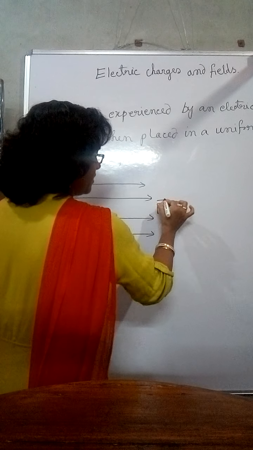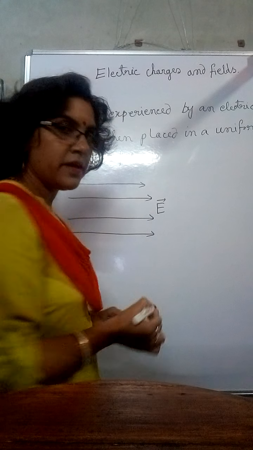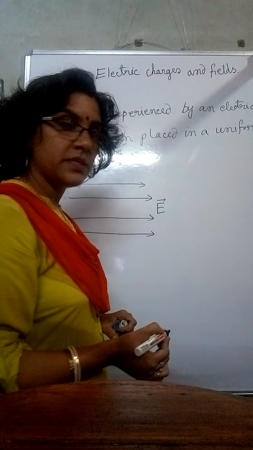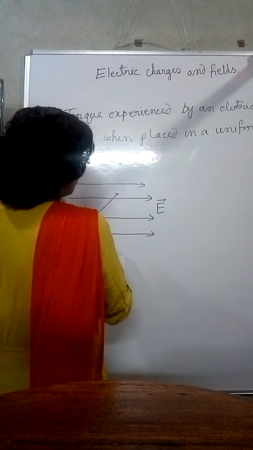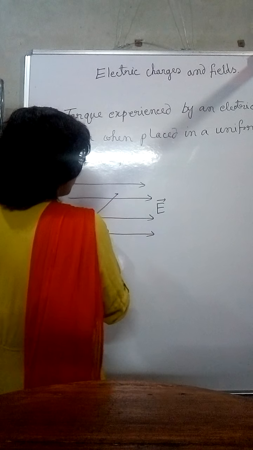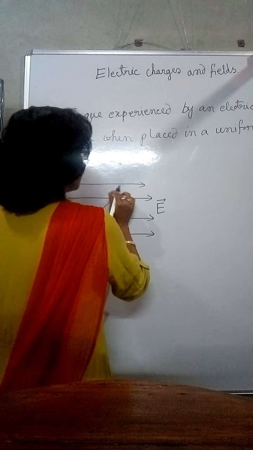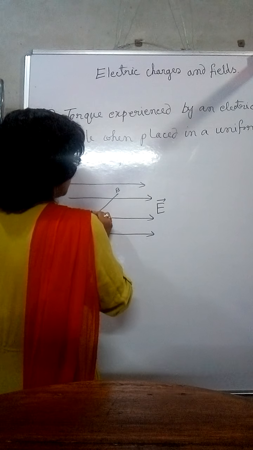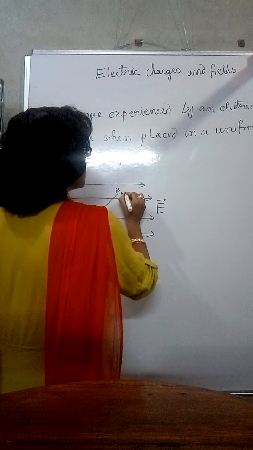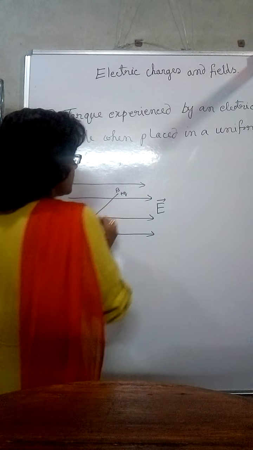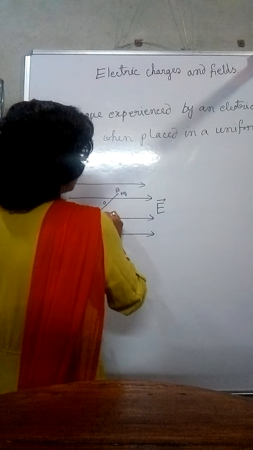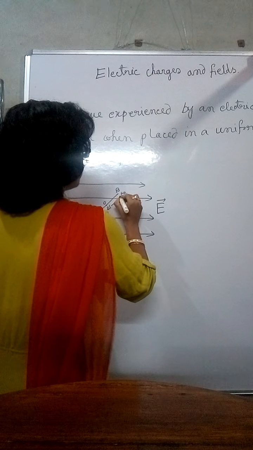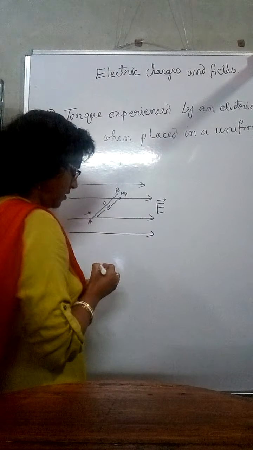Uniform electric field E, its direction is given there by the arrow. Now let us consider a dipole AB that is placed in the uniform electric field. At A, minus Q charge is there, at B, plus Q charge is there. Its center is O, and its dipole length is 2L.